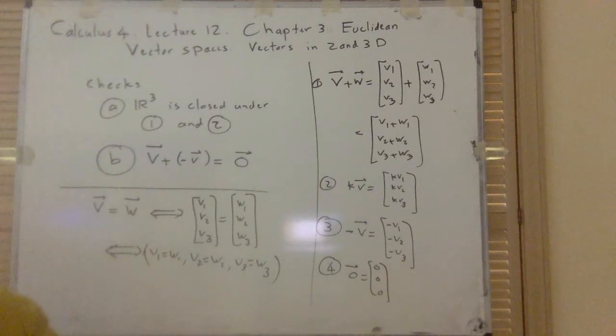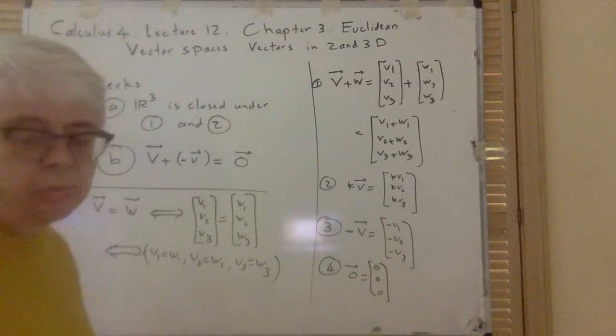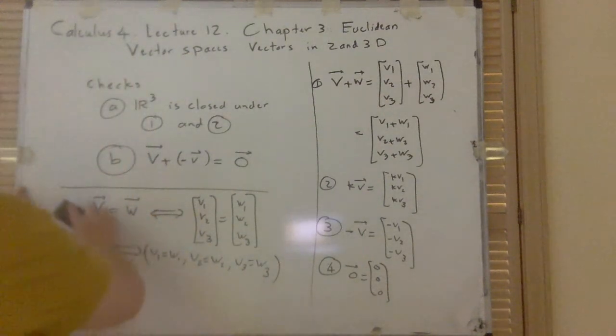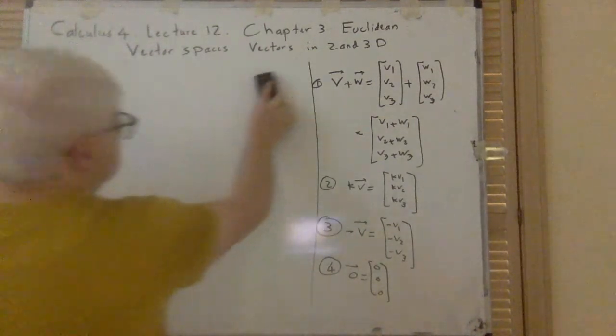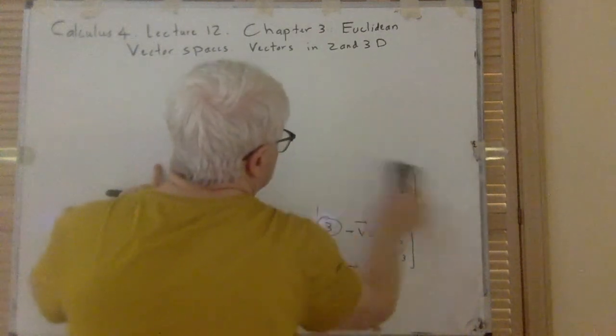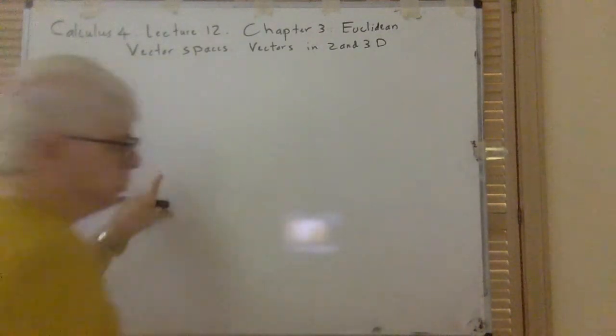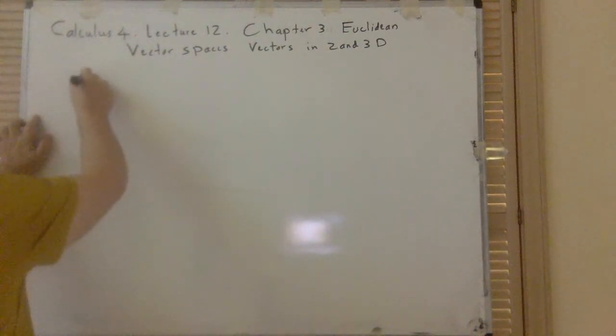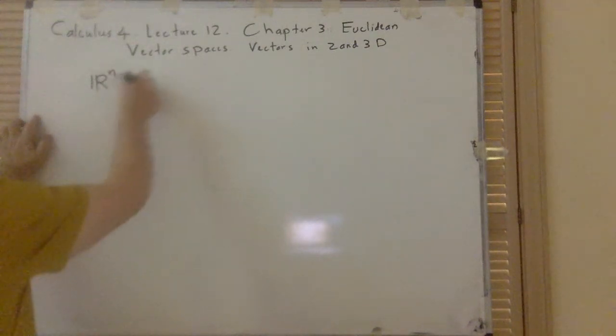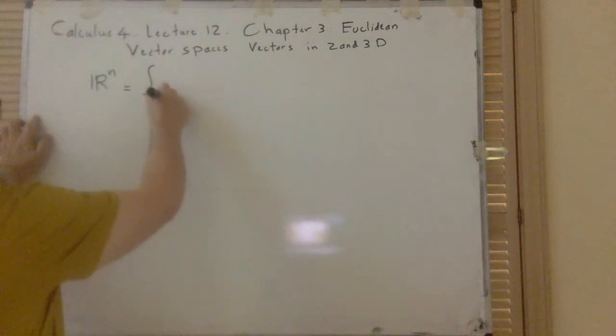Let me see if there's anything else. Yeah, I have to also define Rn for you. That's also in this section. An n-dimensional vector space or n-dimensional Euclidean space, Rn, we define it to be vectors like this.